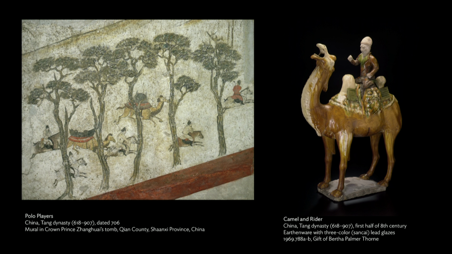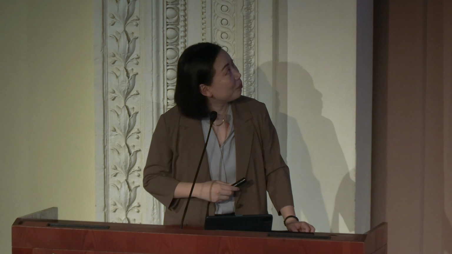Somehow the camels without riders are running around with horses with riders. They are playing polo. I don't know why the camels are running together, but this is a tomb of a crown prince of the Tang Dynasty. So having multiple horses and even camels on the mural actually signifies the status of the deceased.